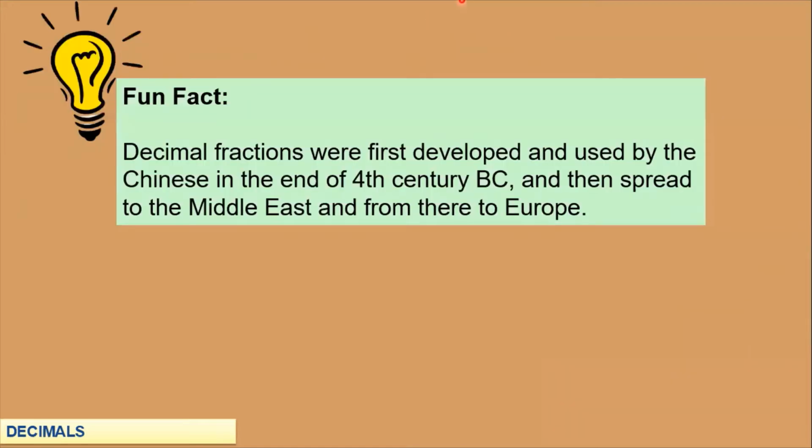Fun fact. Decimal fractions were first developed and used by the Chinese in the end of the 4th century BC, or before Christ, and then spread to the Middle East and from there to Europe.